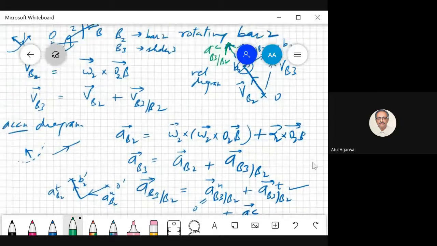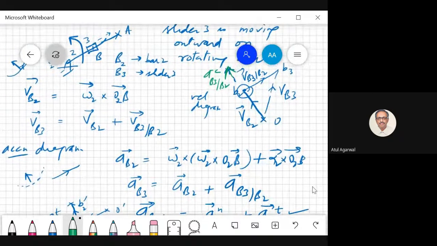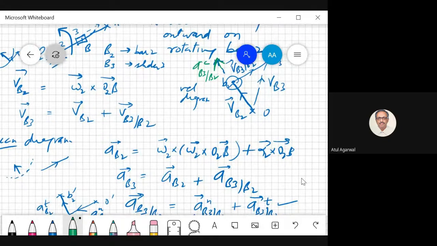So we are here. Now you see acceleration of B2, this point is known. And what is acceleration of B3 with respect to B2? It is moving outward, accelerating, suppose. So this becomes acceleration of B3 with respect to B2 tangential. Do you agree? Yes, sir. Now, what is the Coriolis direction? We calculate it like this.